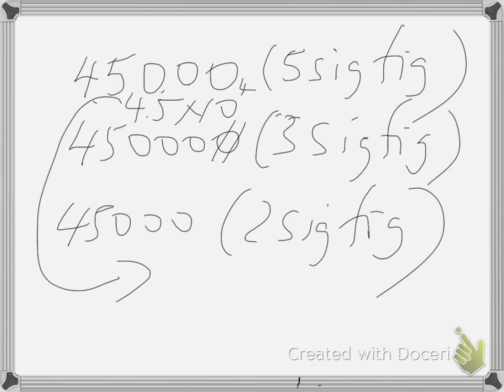If I wanted to write this one properly, I should have said it was 4.50000 times 10 to the 4th. Then I'm indicating to the person that there are 5 significant figures. I'm putting those zeros in, so I'm showing that they're significant. You get it? That's the idea in a nutshell. I mucked up my video, but still, that's the idea.